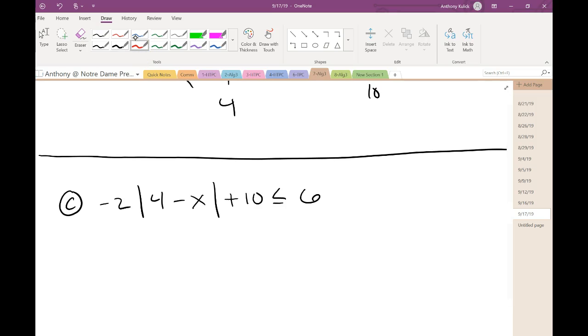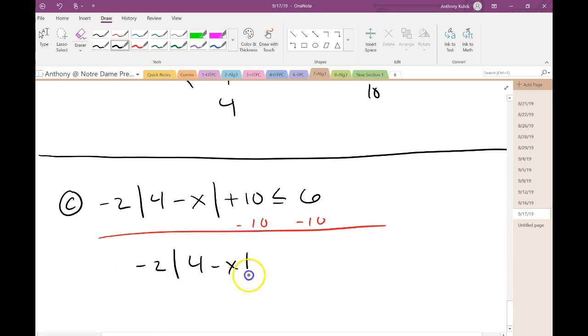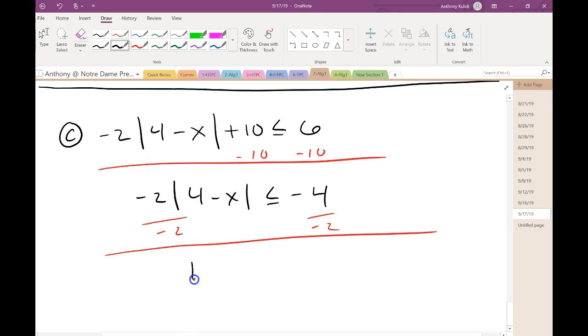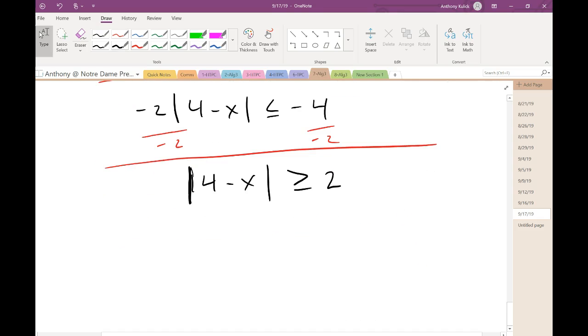All right, this is probably about as hard as I can make it. What should I do first here? All right, subtract 10 from both sides. Okay, then what? Good. Divide by -2. What do I have to remember here, though? I have to flip the inequality symbol. Why am I doing that? Because I'm dividing by a negative. Okay. Everybody happy with that? Okay, what should I do next?